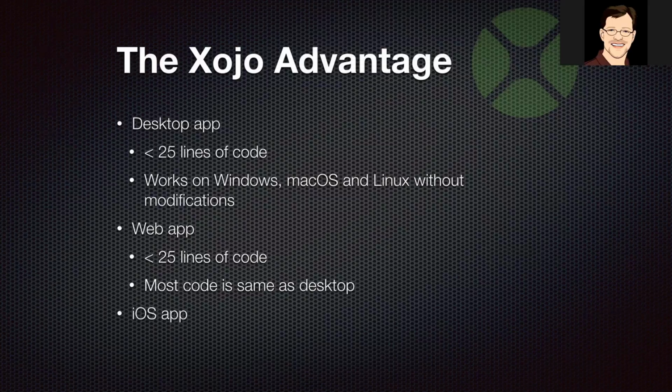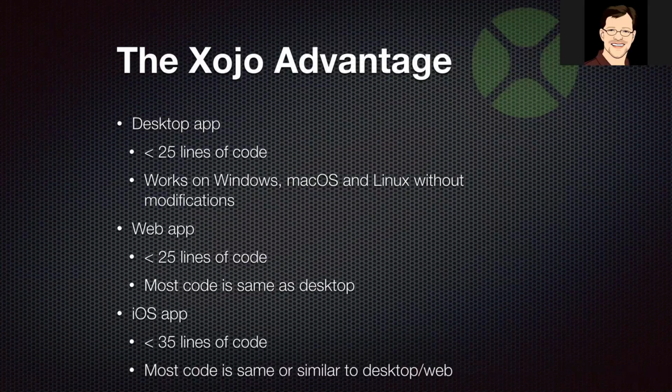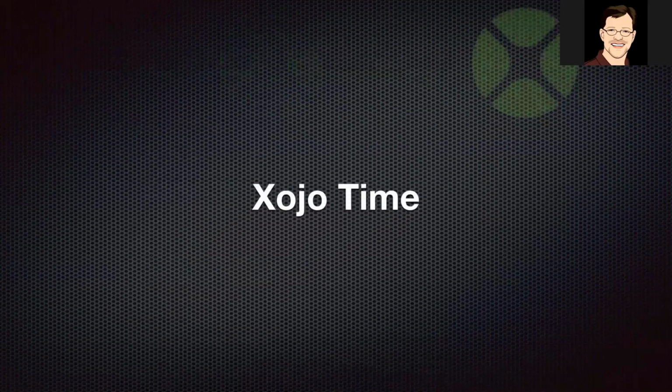And then lastly, the iOS app is a little bit more code because we're going to have two screens since we're going to build it for a phone. We're going to have one screen that'll show the list of blog posts and then a second screen that will display the content when you tap on one of the titles. So a little bit more code in the iOS app. But again, most of the code is the same or very similar to desktop and web apps. So let's jump into Xojo and build these things.